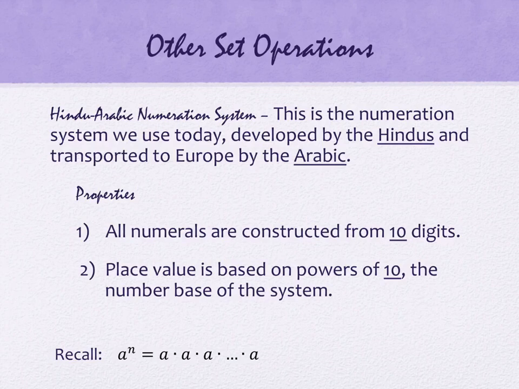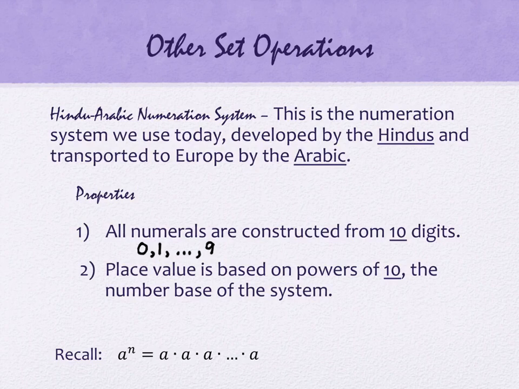Our numerals are constructed from 10 digits. Those digits are not 1 through 10. A digit is a single value. It's 0 through 9. Those are our 10 digits.